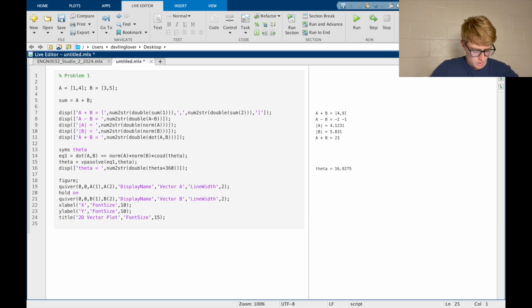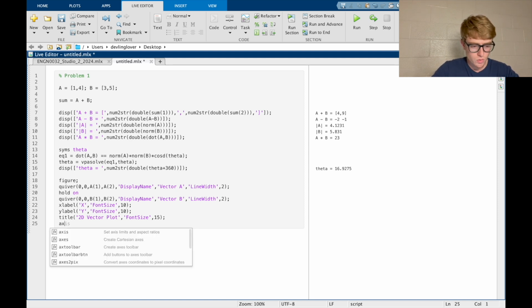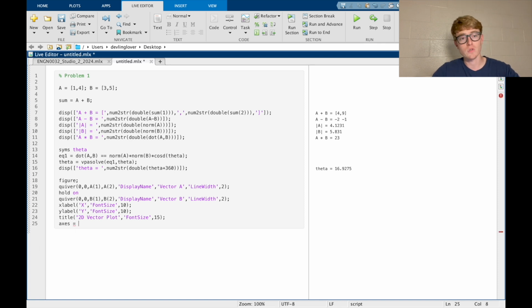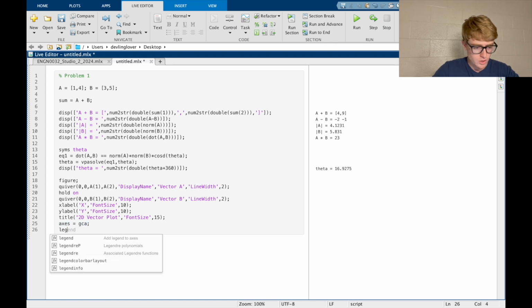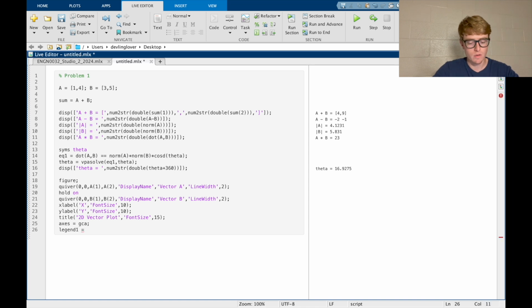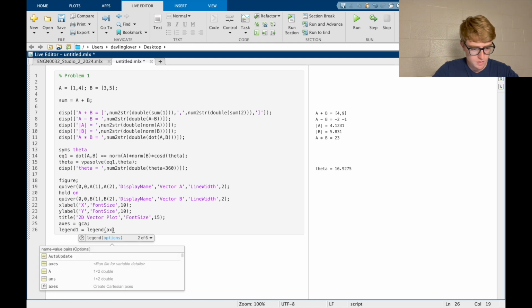Okay, so now we need to populate our legend. So the first thing to do is to get a reference to our axes, or our axis. And the way to do that in MATLAB is to use this function get current axis, which is GCA, just stands for get current axis. And so we'll assign the current axis to this variable axis. Okay, and then legend, so we're gonna say legend1 is our variable that's referring to legend. Then we're gonna call legend, and we're gonna pass in axis, and we're gonna say show. Okay.